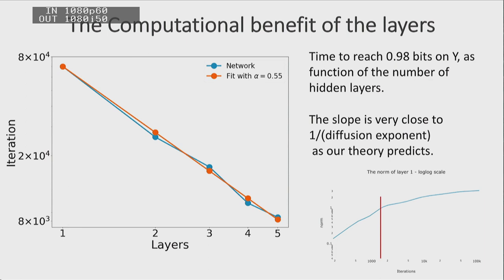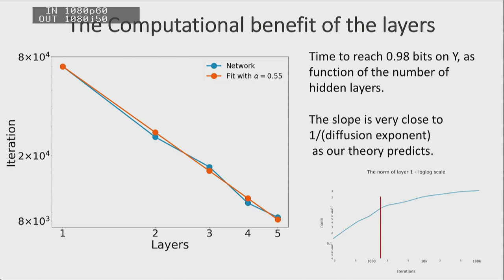I mean, just train the same network with more layers on the same problem and see how the time behaves. You don't need to estimate information. You don't need to do anything. Just measure the time of convergence to a good solution. In this case, it was 98.98 bits, which is very high in this plan. And I just ask how long does it take to get to this point? With one layer, with two layers, and so on. I just plotted this in a log-log plot. And then I got a very nice fit with alpha equal 0.55, which means it's not too far from the 0.5 exponent that you expect from diffusion.